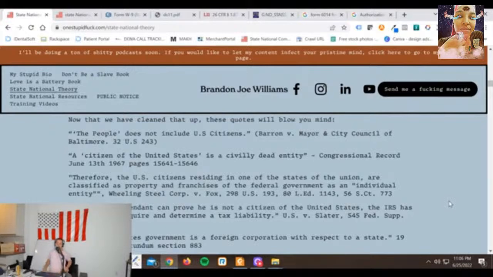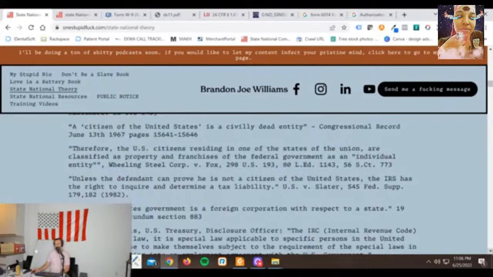So the people, meaning like in the Constitution, I believe, or maybe the Bill of Rights, I forget, the people, right? That's what it's referring to there, does not include U.S. citizens. That's from Barron versus Mayor and City Council of Baltimore. Okay. A citizen of the United States is a civilly dead entity. It's not a human being. It's not alive. It is a literal full-blown piece of meat.